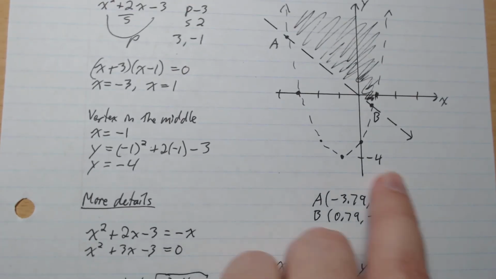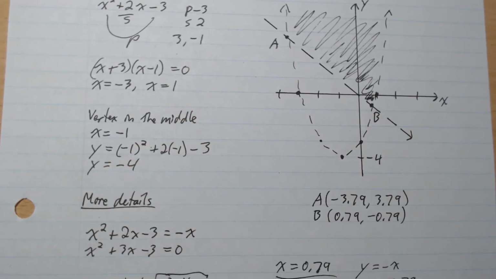And so we update our points here. So there's A and there's B, and then those are the intersection points. And that's it. It's that easy.